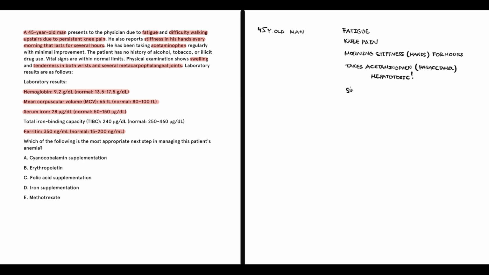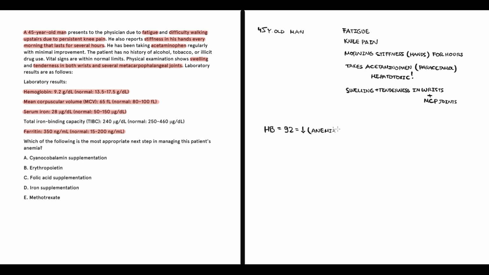He also has swelling and tenderness in his wrist and metacarpophalangeal joints. So there is definitely some inflammatory arthropathy. His hemoglobin is 92, which is low.